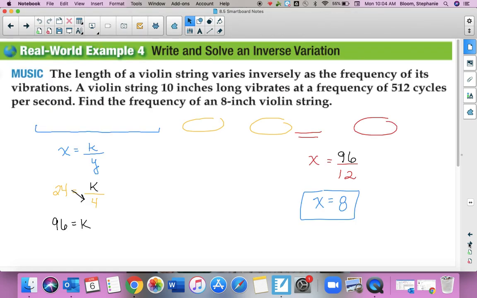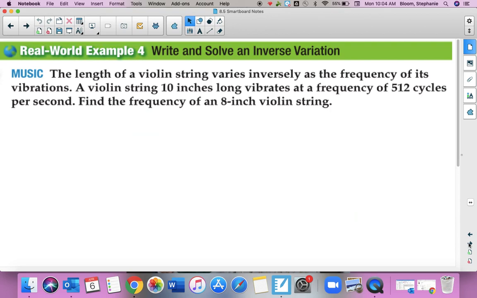Now we're going to look at a word problem. Okay, so here's what it says. The length of a violin string varies inversely as the frequency of its vibration. So I'm going to let the length of the violin string be L, and I'm going to let the frequency of it be F. Ooh, that's a terrible F. Let's try that again. We'll just do a normal F. Okay? So to write that equation, I would say the length of the violin string is equal to, if it varies inversely with the frequency, it's K divided by F.